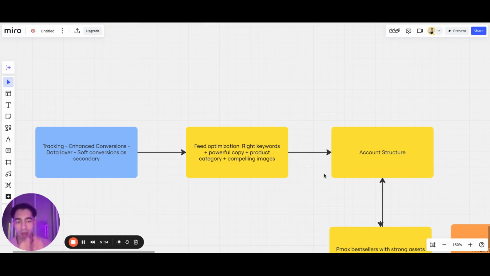Number three, account structure. And again, that's absolutely crucial. It starts with the right campaigns. What campaigns do you start with? The amount of times I look at brands and they're running the wrong type of campaigns. For example, they'll start with a search campaign and they're spending thousands and it's not converting. And they're like, well, Google Ads doesn't work. It does. You're just spending money in the wrong areas, right?